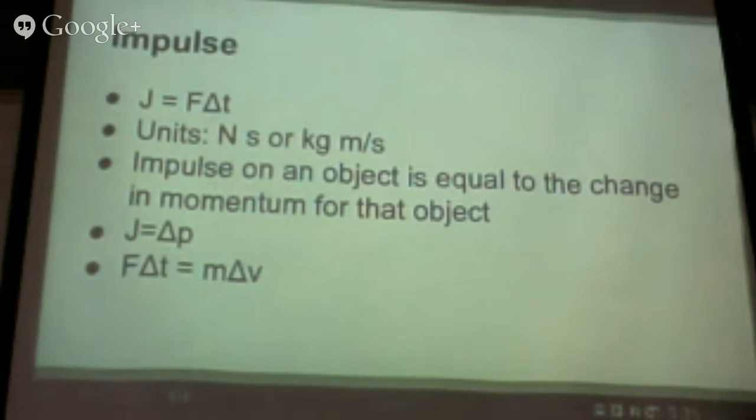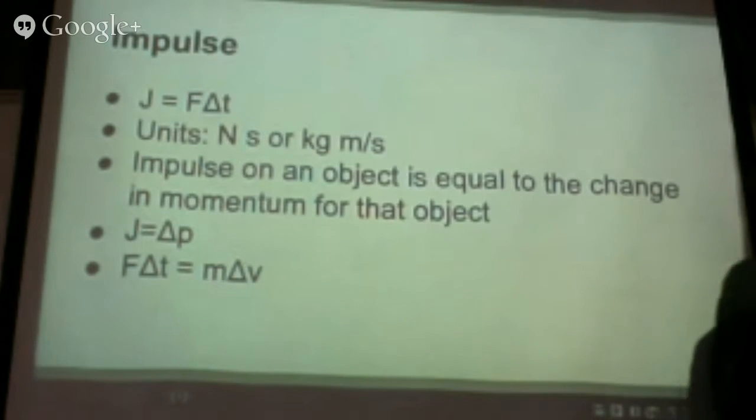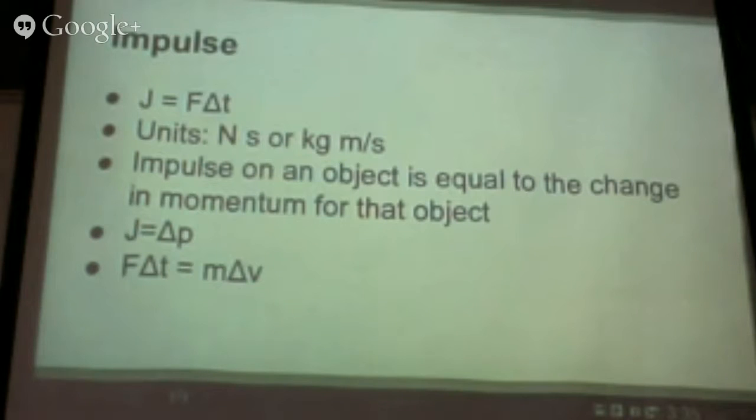So we have things like airbags that slow us down more gradually than hitting the steering column does, or brakes to slow down our car more gradually than running into something would. So safety devices, that's a big application for that equation.